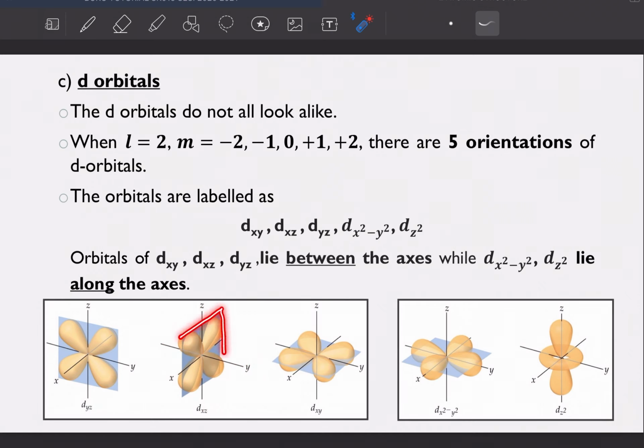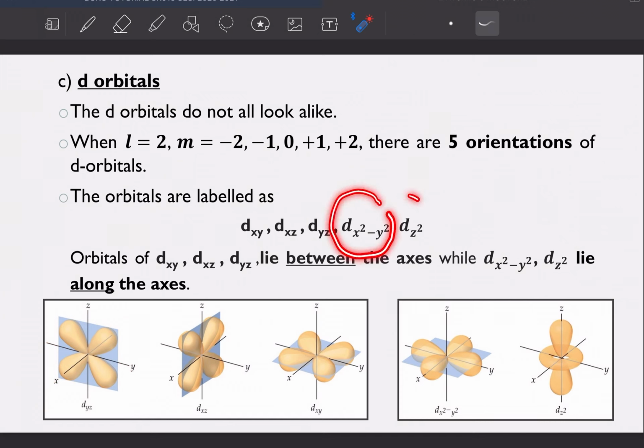If you look here, it shows the xz plane. Okay, it sits between the axis. It sits on the xz plane, but between the xz axis. Okay, same goes with dyz. You draw y and x, and then you just draw the lobes between the axis, and then only put in x. Alright.